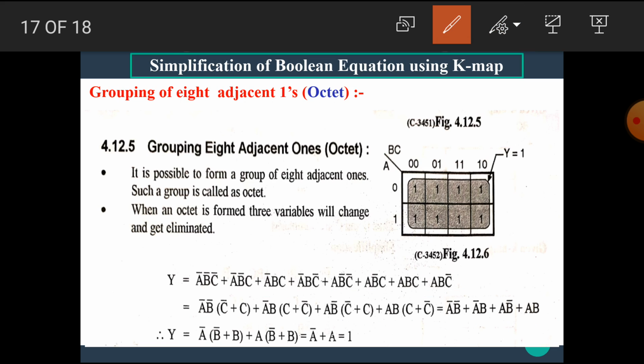Then again try to find the common terms here and here. Here in this one we get the common a bar, and in this we get the common a. Okay, hence again we get here a bar plus a, and we know that a bar plus a is equal to 1. Hence after simplifying this Kmap we get y is equal to 1.